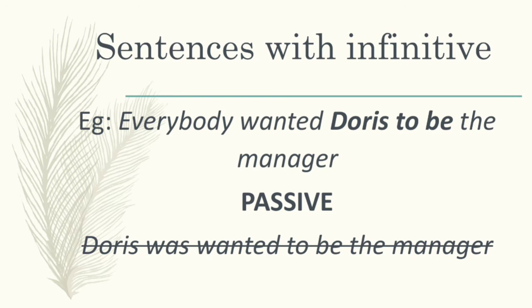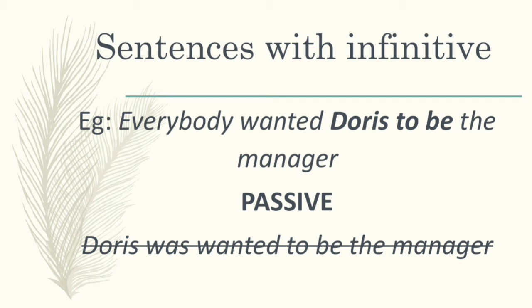Now, we are going to the next rule. Sentences with infinitive. What is infinitive? We know infinitive. The base form of a verb, usually with to. It starts with to. Used after another verb, after an adjective or noun, or as the subject or object of a sentence. Like, I want to go home.